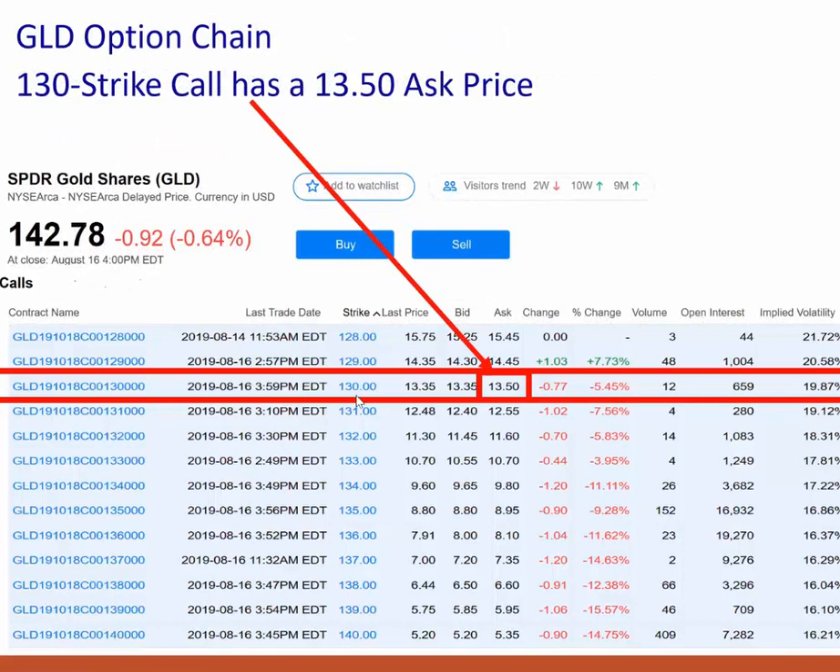We can see for the 130 strike call, at the time, the bid price was $13.35. The ask price was $13.50. So if we're buying the option and we use a market order, we could expect to pay the ask price. In this example, it would be $13.50.